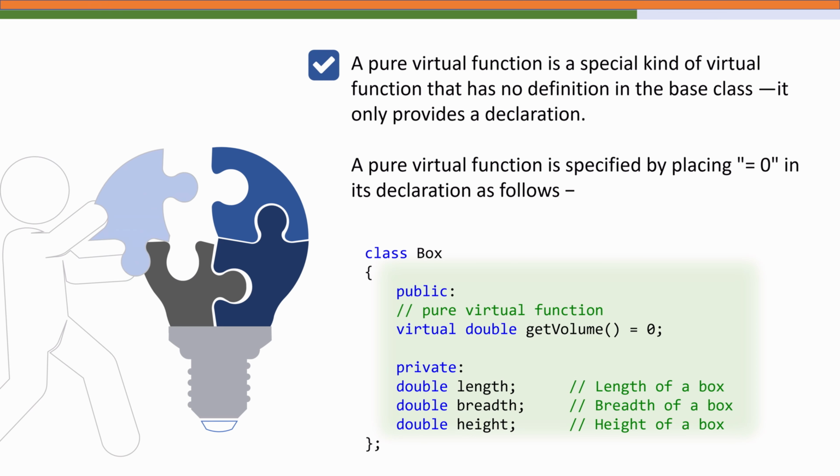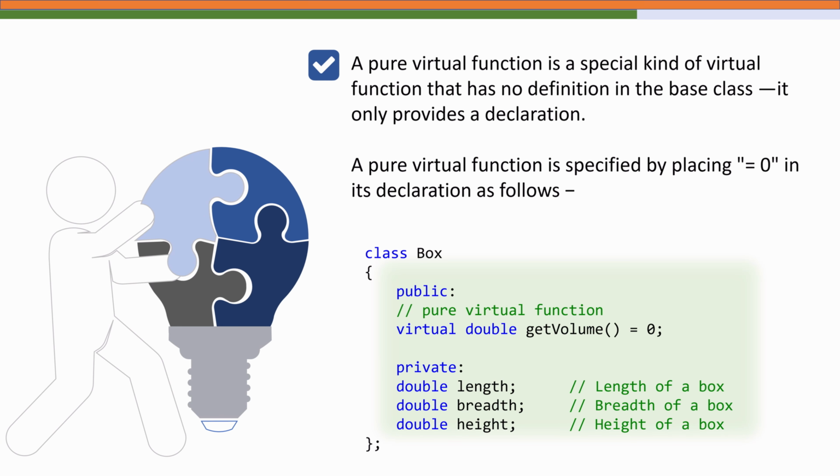A pure virtual function is a special kind of virtual function that has no definition in the base class. So it only provides a declaration of a function at the base class level, and a pure virtual function is specified by placing an equals to 0 sign in its declaration. Like you can see in this class, we have declared one pure virtual function named getVolume.